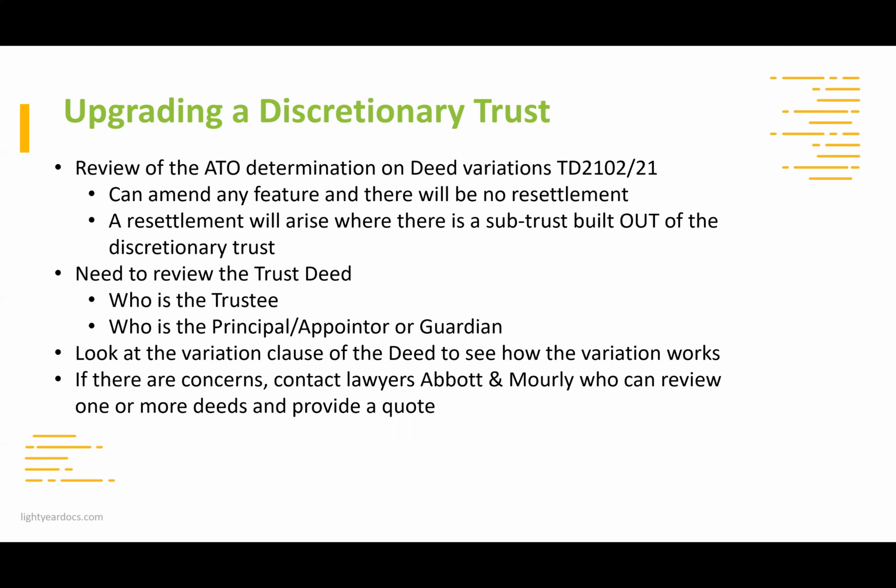Now, the only time there will be a resettlement is when a subtrust is built out of the discretionary trust. For example, the trustee sets aside a home and it's for the sole use of beneficiary X. Now, that generally is not going to be the case, but just watch out for that.